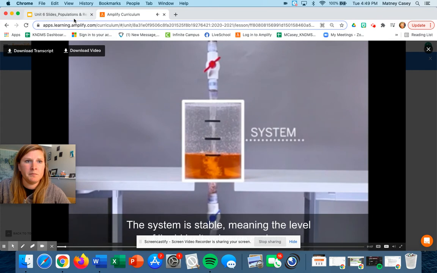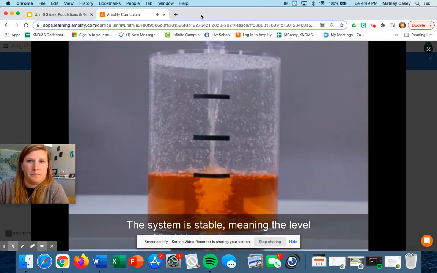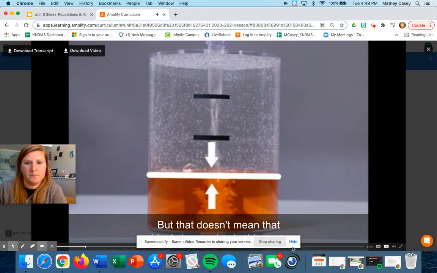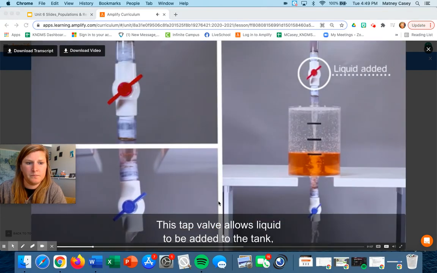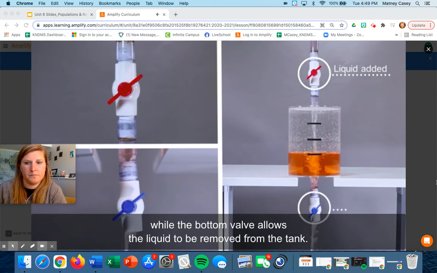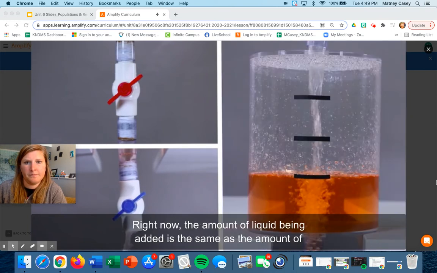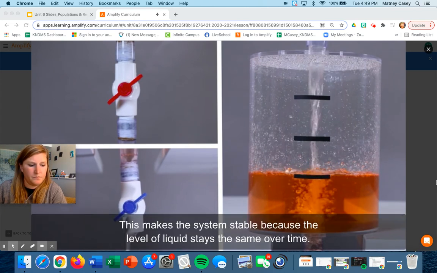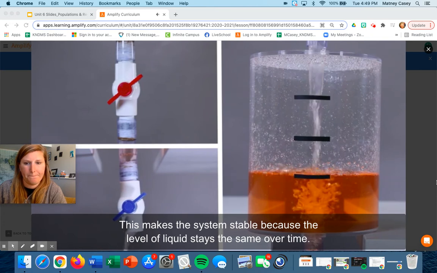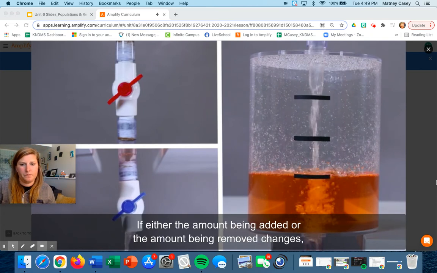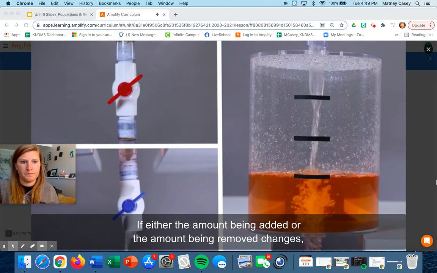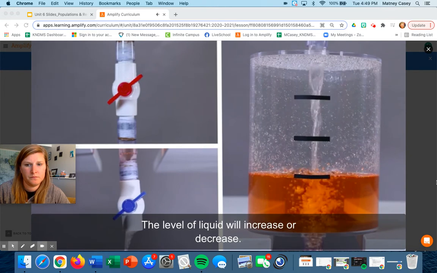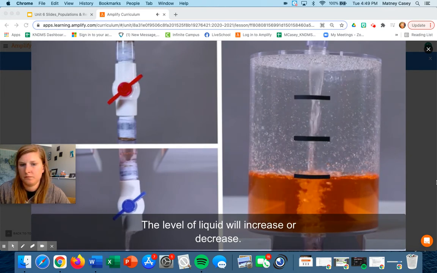This is a system. The system is stable, meaning the level of liquid isn't going up or down. But that doesn't mean that nothing's happening in this system. This top valve allows liquid to be added to the tank, while the bottom valve allows the liquid to be removed from the tank. Right now, the amount of liquid being added is the same as the amount of liquid being removed. This makes the system stable because the level of liquid stays the same over time. If either the amount being added or the amount being removed changes, the system will no longer be stable. It will change. The level of liquid will increase or decrease.